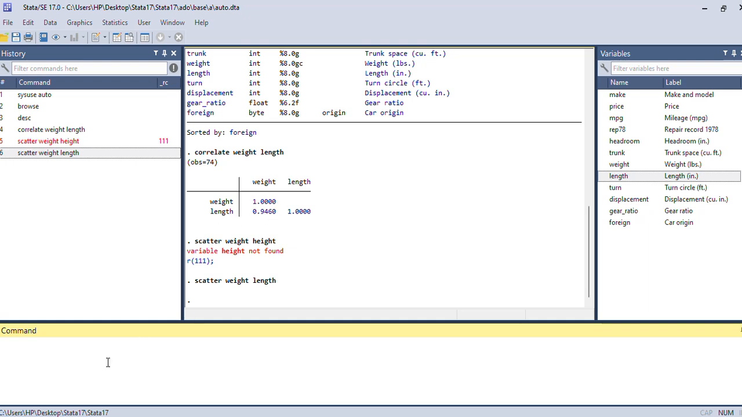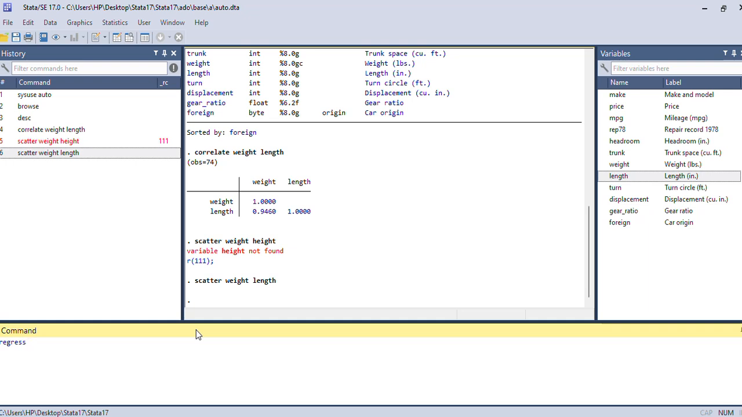Okay, so we want to learn a regression, a simple linear regression. We want to see by how much we can explain this correlation between the two variables. We want to investigate the quantity of the relationship between weight and length of a motor vehicle. So we're going to say regress. The command for regression is regress.